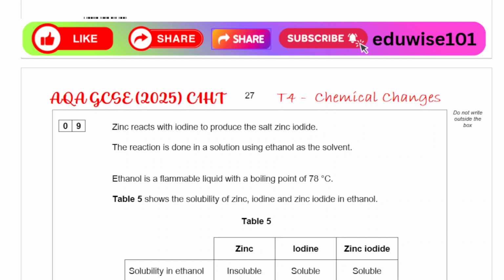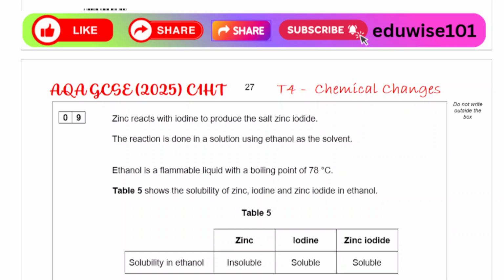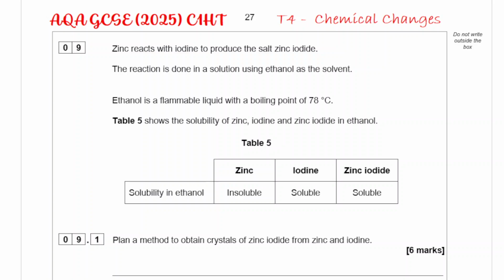In this video, I'm going to go through the AQA Chemistry Paper 1 higher tier from 2025. Question number 9 is on the topic of chemical changes. Zinc reacts with iodine to produce the salt zinc iodide. The reaction is done in a solution using ethanol as the solvent. Ethanol is a flammable liquid with a boiling point of 78 degrees Celsius. Table 5 shows the solubility of zinc, iodine, and zinc iodide in ethanol.